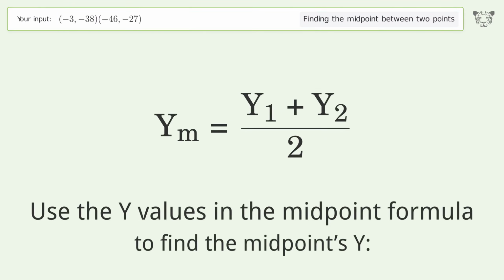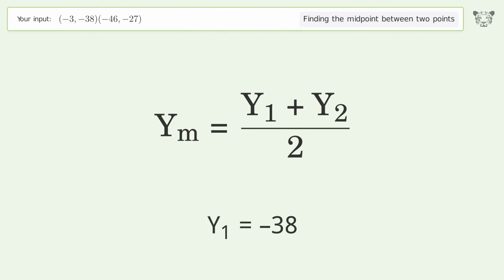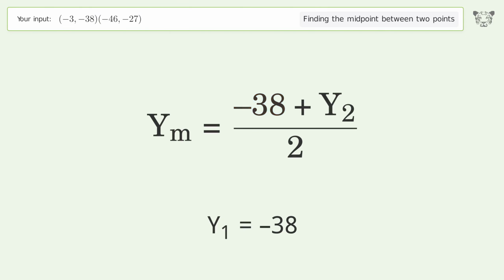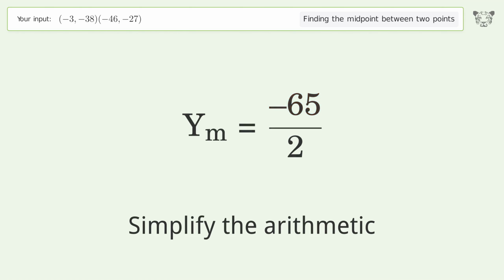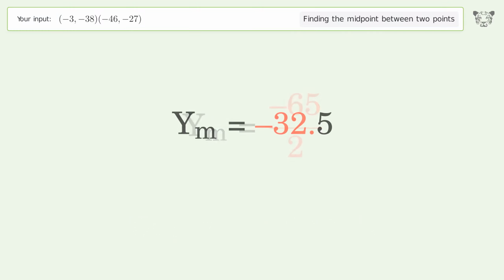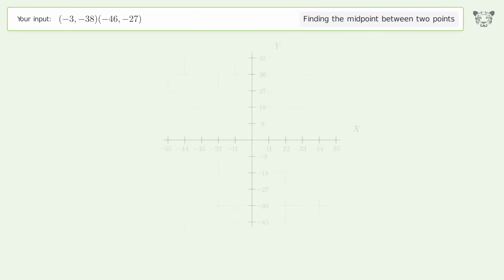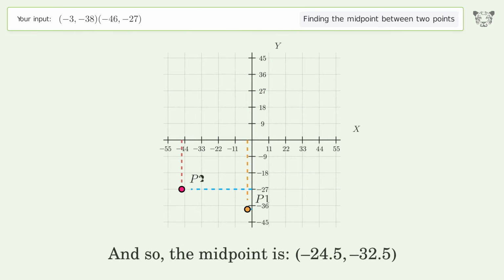Use the y values in the midpoint formula to find the midpoint's y. y1 equals -38. y2 equals -27. Simplify the arithmetic. And so, the midpoint is -24.5, -32.5.